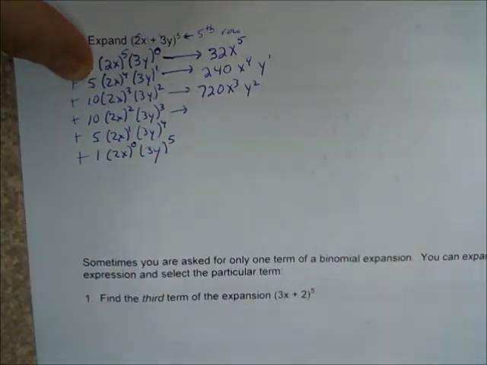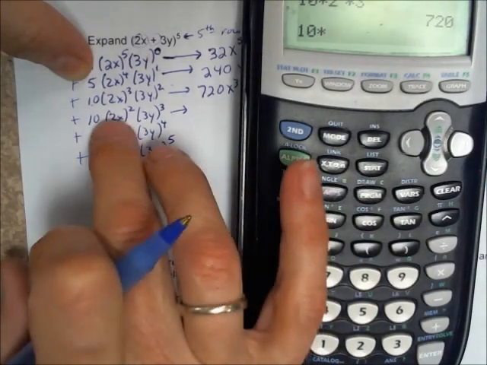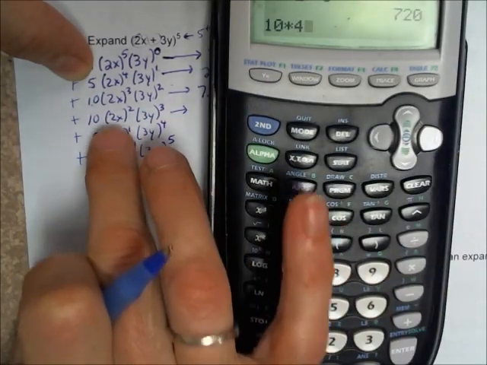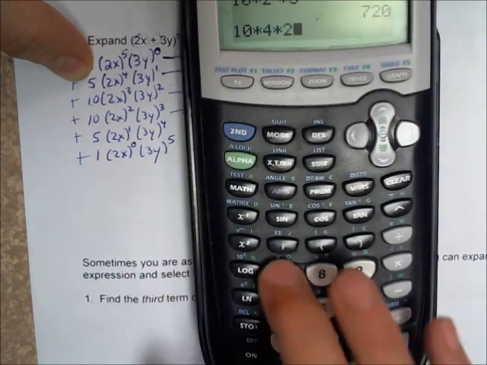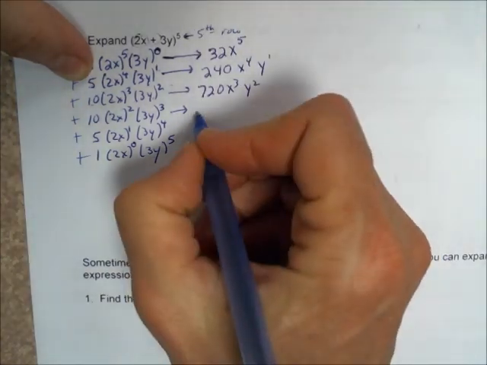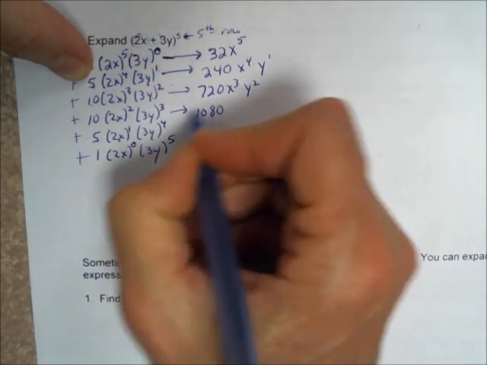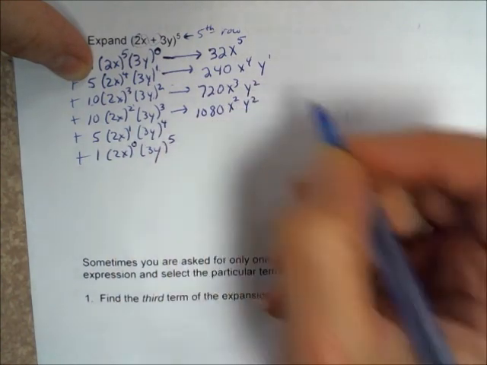Now we're going on to the next term. 10 times 2 to the 2nd, which is 4, times 3 to the 3rd, which is 27. And we have 1080 is our next coefficient. And then x squared y to the 3rd are the variables.